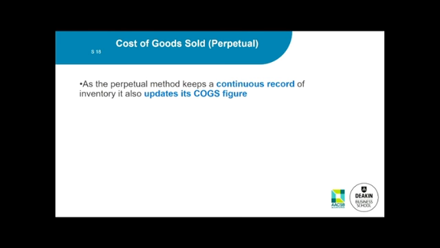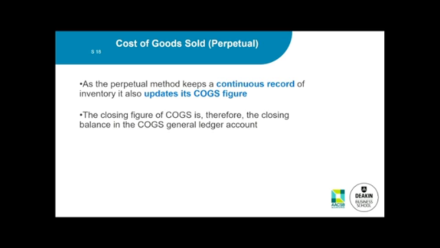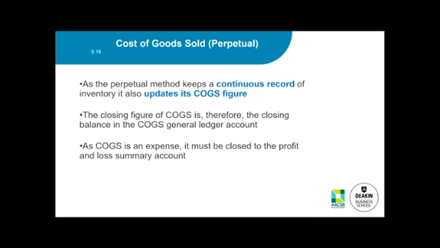So what happens with the cost of goods sold on the perpetual system? As the perpetual method keeps a continuous record of inventory, it also updates the cost of goods sold figures, right? As we saw in the previous case, making a sale, you debit your cost of goods sold, you credit your inventory after every single transaction that involves inventory sale. So the closing figure of the cost of goods sold is the closing balance of the cost of goods sold general account, and that is the amount that is going to go into our income statement at the end of the period.